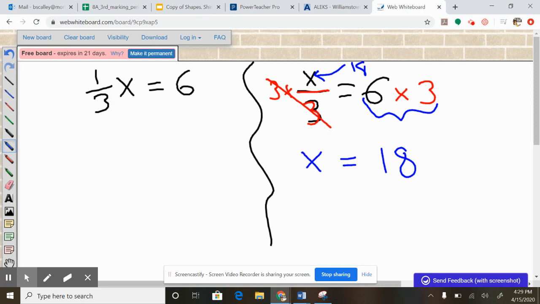Now, shifting over to the left side, yes, it looks a little different, but I already told you it's the exact same equation. Now, all I did on this right side was I multiplied both sides by 3. Well, that's the same thing I'm going to do here.